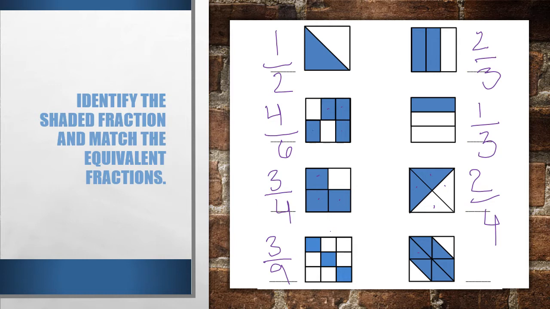In this shape, we see 1, 2, 3, 4, 5, 6 are shaded. And sometimes I look at what's left after I just counted up those 6, so I can go count on from 6 and go 7, 8. So 6 eighths.